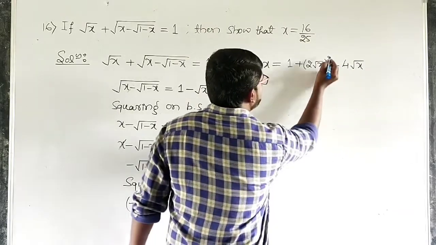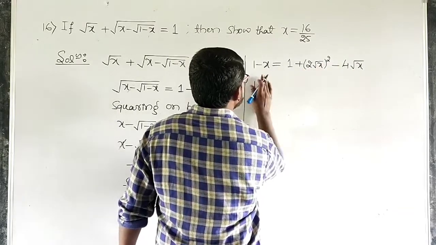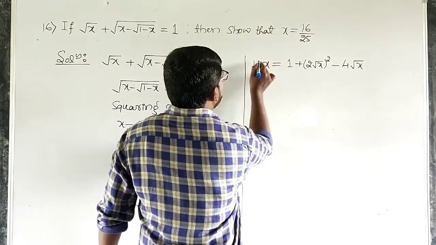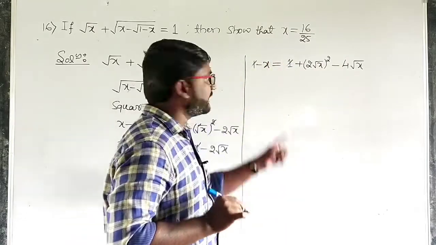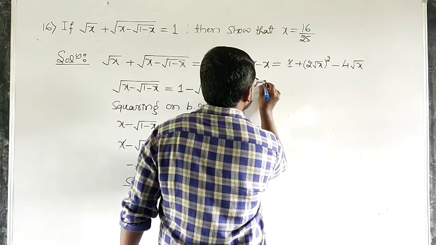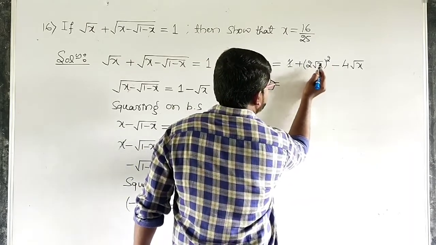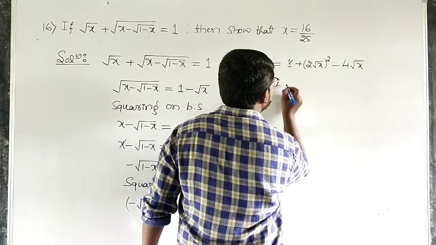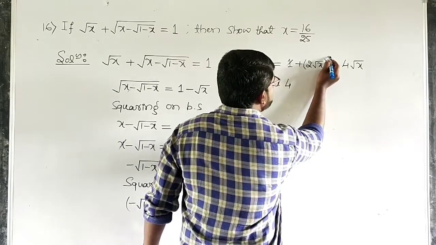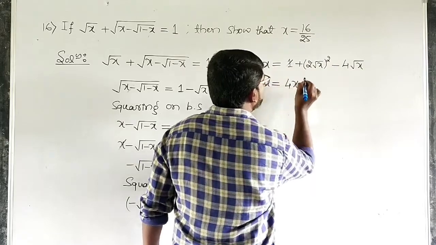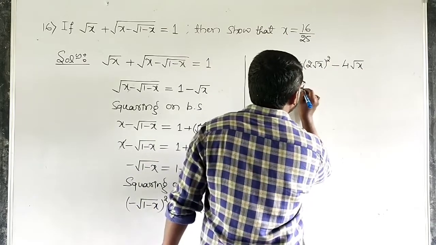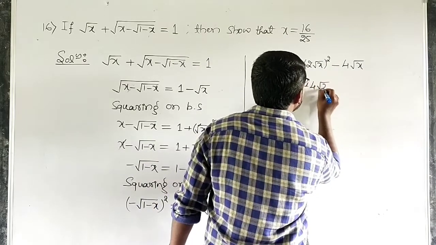So now here 1 minus, so now see here 1 and 1 get cancelled. I write minus x as it is, which is equals to, the square applies to the first term as well as the second term. 2 square will be 4, and then square and root get cancelled. We have only x, then minus 4 times root x.